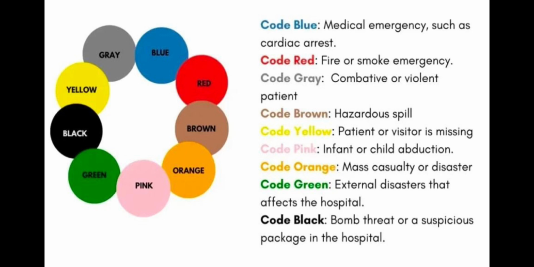Orange, mass casualties. Mass casualty means a lot of casualties during floods, disasters, or road traffic accidents and other disasters. Now code green. Green code is used for external disasters that affect the hospital. External disaster that affects the hospital means, for example, the hospital is near a river, or an earthquake or something else. Code black: bomb blasts, suspicious package in the hospital.